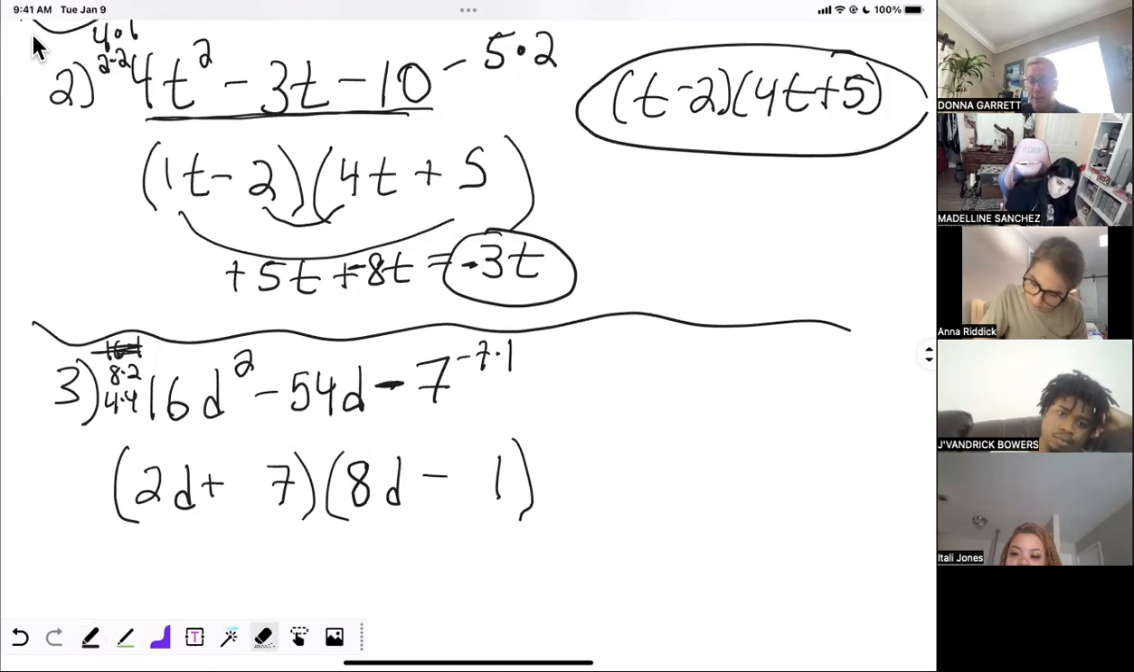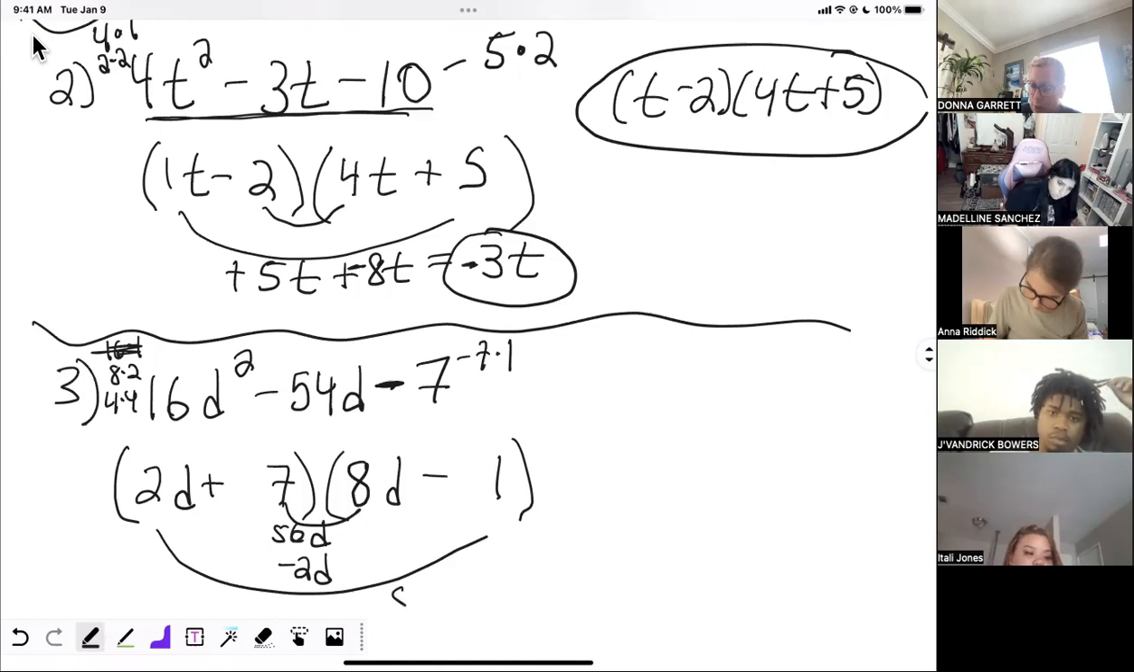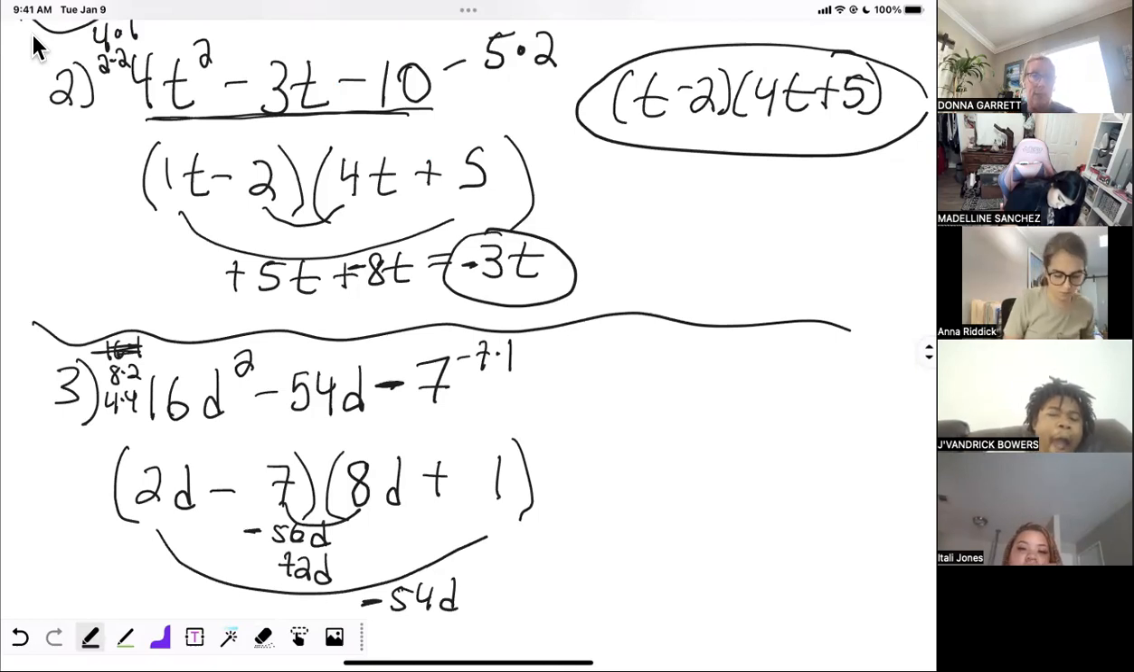Okay, now we're going to check outside, inside. Outside, negative 2d. Inside, 56d. If I have 56 minus 2, that's 54d. That's what I wanted, but it's the wrong sign. I need negative, not positive. So I'm going to go back and make this a positive, and make this a negative. And I will have my answer because this is now negative 56 and positive 2, which makes negative 54.